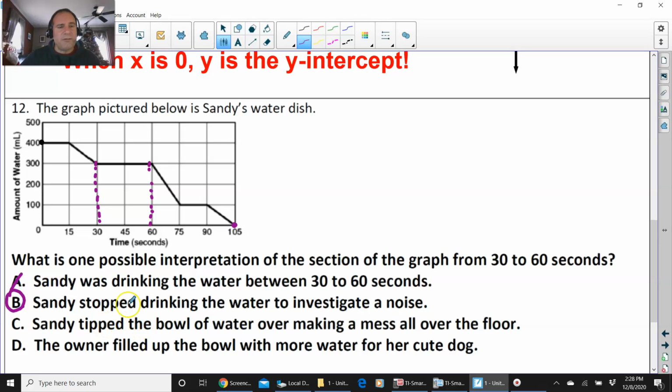Sandy tipped the bowl over. If she tipped the bowl over, it would go straight down to 0. And if the owner filled up the bowl, then it would go up. This graph is not going up, it is never positive. This is out, this is out. B is your answer.